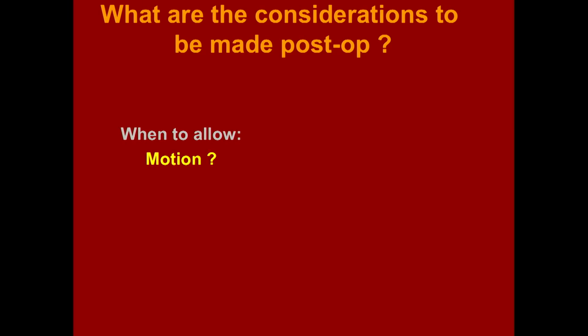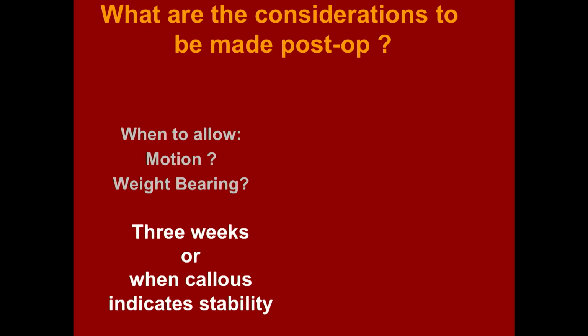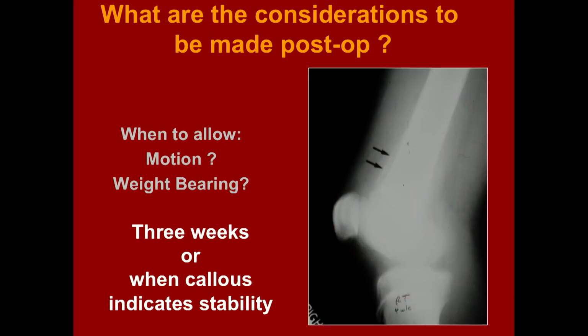It depends on the fracture stability, and when can you allow motion and weight bearing, and it's usually 3 weeks or when you have callus, and usually you have callus at about 3 weeks. And so usually by the time you have some callus, you have intrinsic stability, and you can put them in a hinged knee brace or something, provide a little bit of stability, but you can allow them to start motion, protected motion, and protected weight bearing.